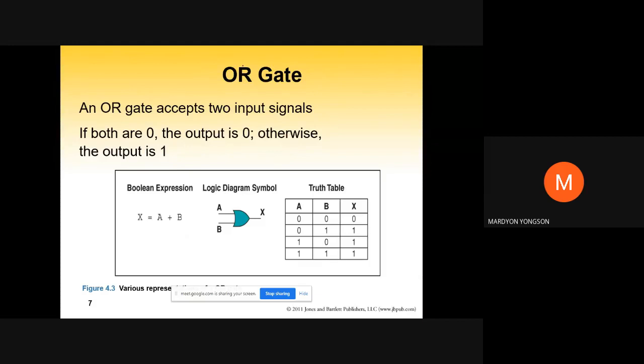And then next, we have OR gate. So an OR gate accepts two input signals. So dito naman sa OR gate, if both are 0, the output is 0. Otherwise, the output is 1.